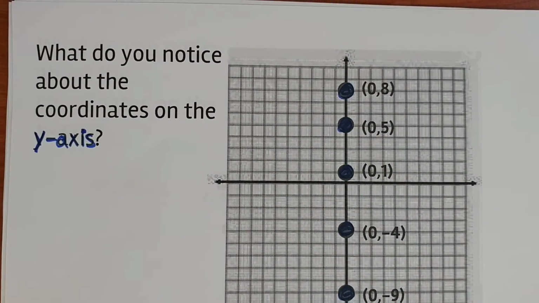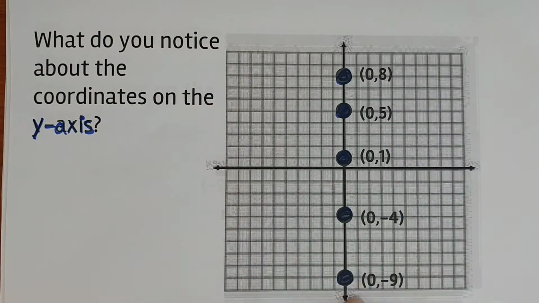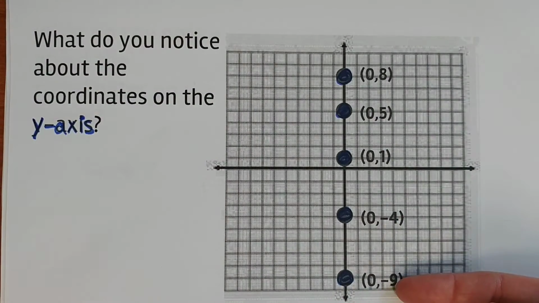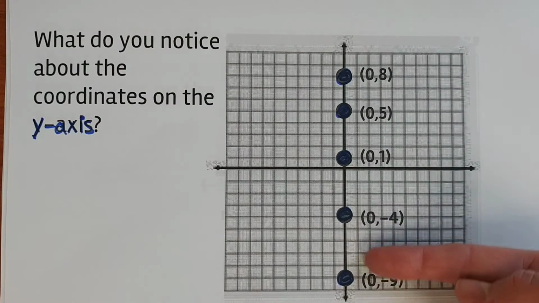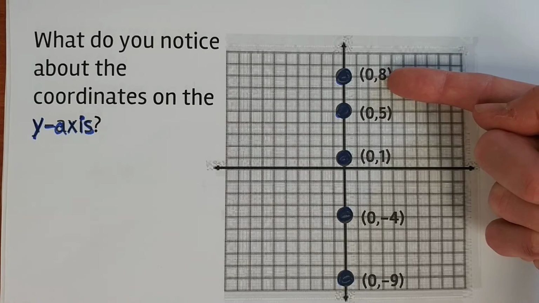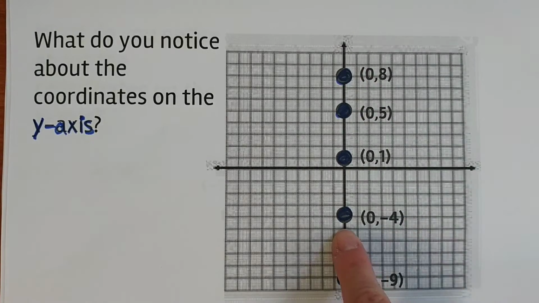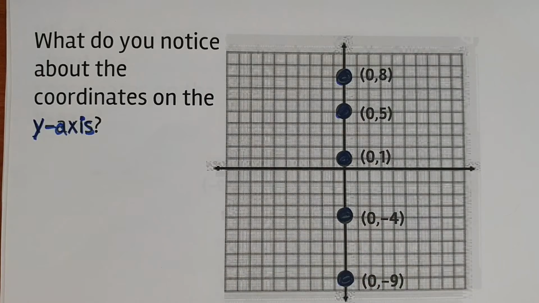First of all, let's take a look at some points on the y-axis. If you look at this y-axis, all of these points have something in common. The x-coordinate is 0, and the y-coordinate tells you the location of the point. Like this y-coordinate's 8, it's 8 units up on the y-axis. This one's -4 because it's down 4 units on the y-axis.